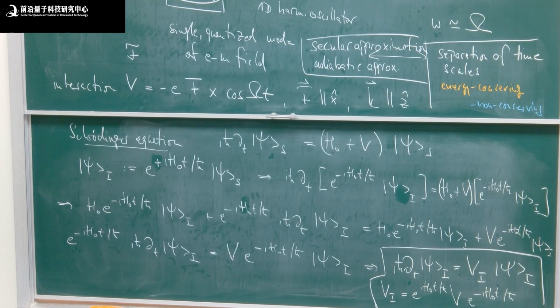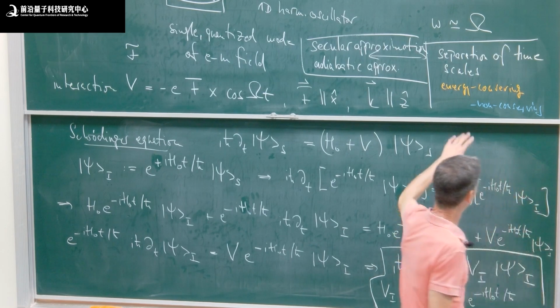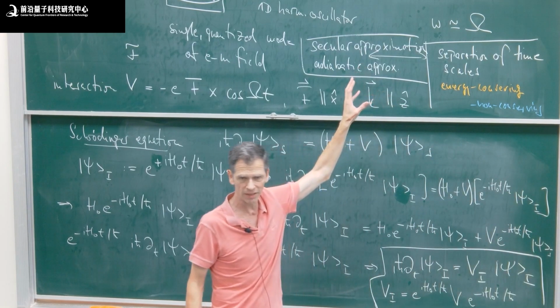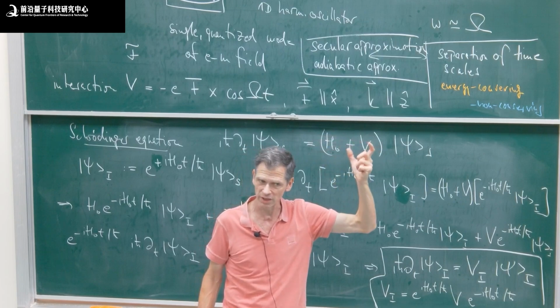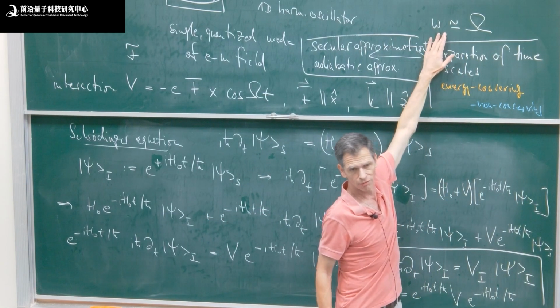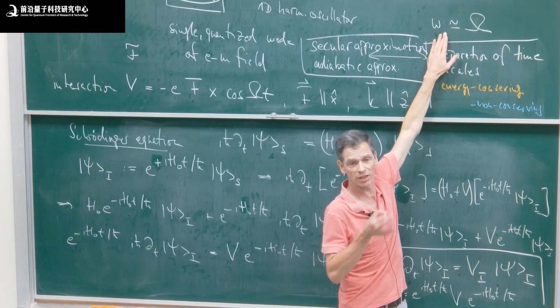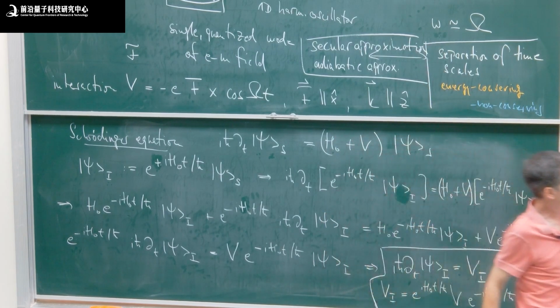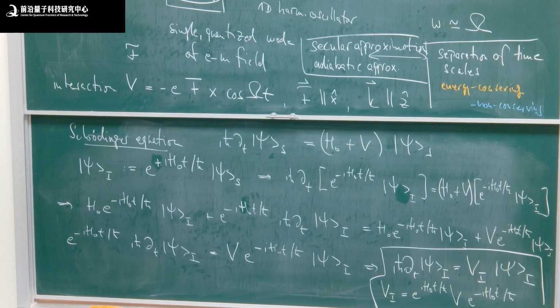But then what you have to see also is that this separation of time scales goes away. You cannot do it anymore as soon as you deviate too strongly from the resonance condition, because it's only under the resonance condition that this frequency is very different from this frequency, okay? Only under this condition.